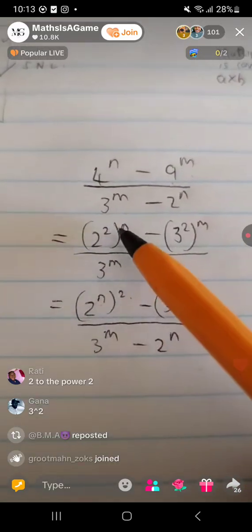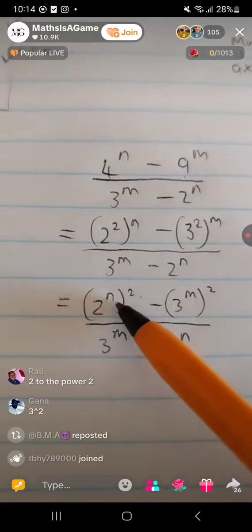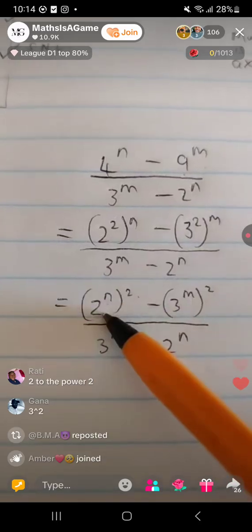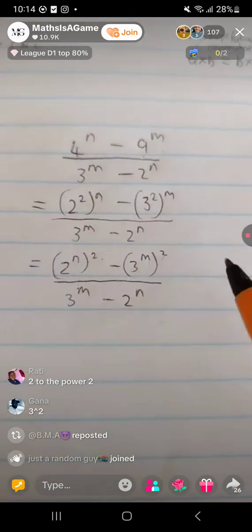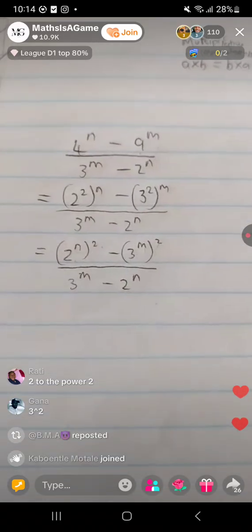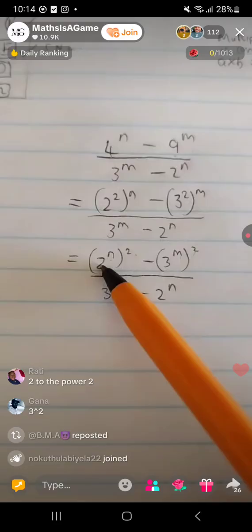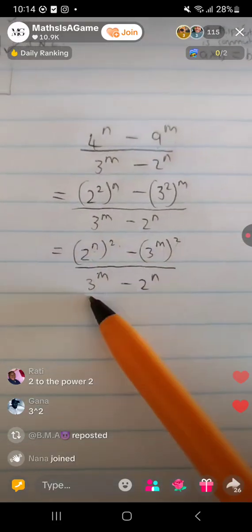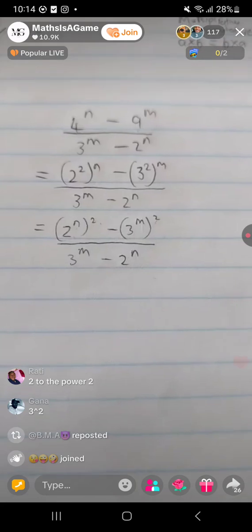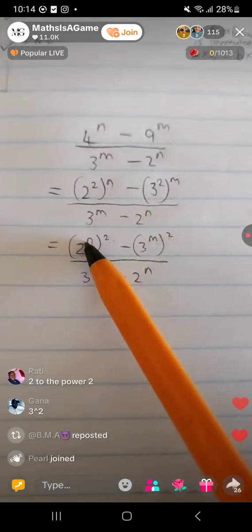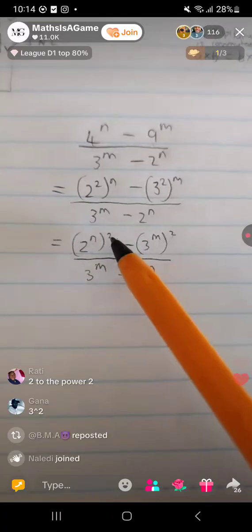So what I've just done here is I've written 2 to the power n, squared. So I know there's 2 of these, 2 to the power n, and 3 to the power m. This is something that I'd like to see, to know what is happening with the numerator. In the denominator, I have 3 to the power m minus 2n. If you look at this, two terms in the numerator.